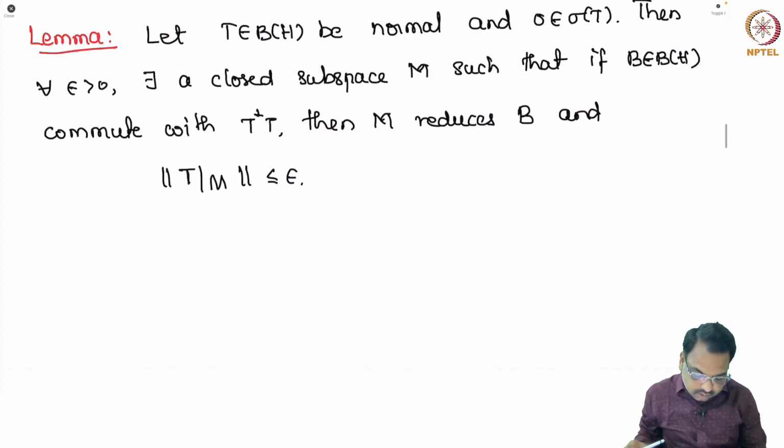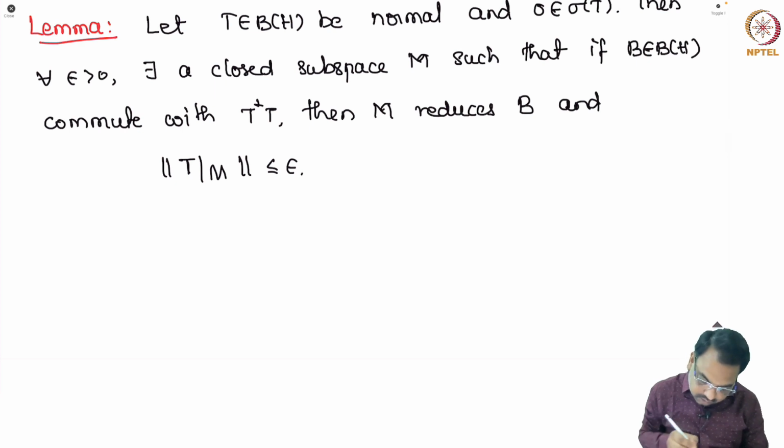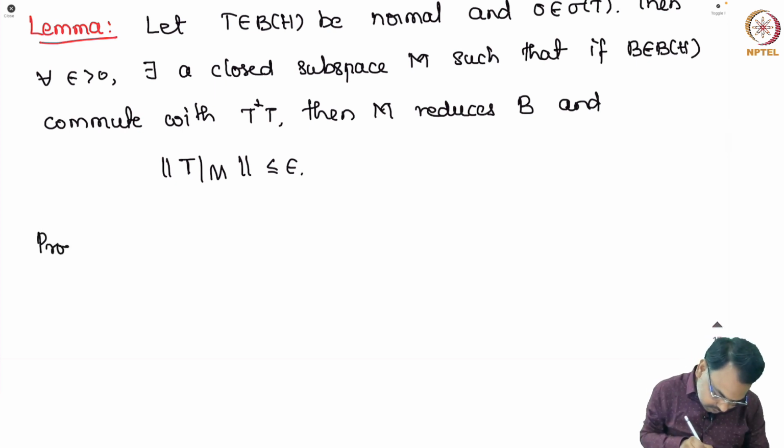Okay. So here there is nothing special about 0 belonging to the spectrum of T. We can take any lambda in the spectrum of T, because the spectrum of T is non-empty, so we can take a non-zero point also in the spectrum, and accordingly the proof will change.